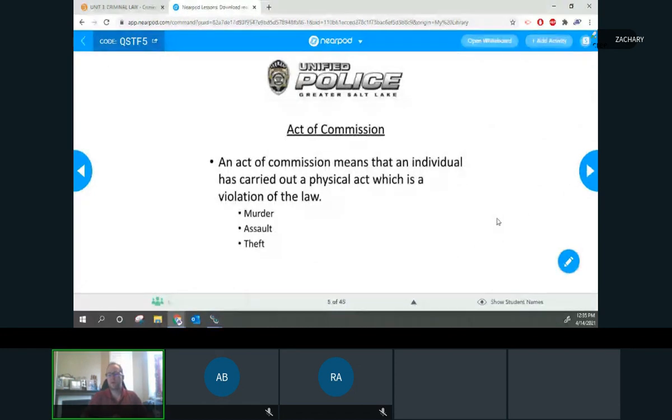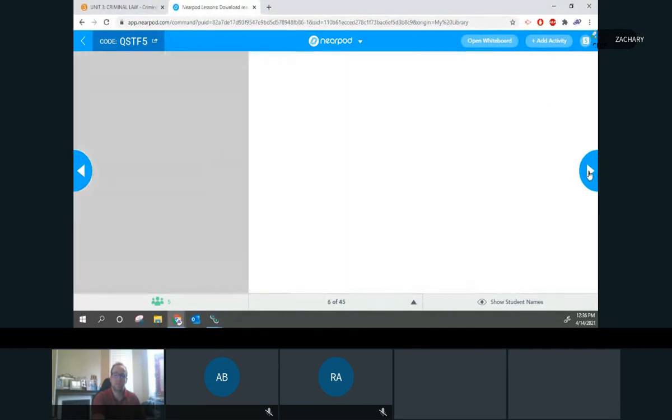Then we have what's called acts of commission. An act of commission means that an individual has carried out a physical act in violation of the law. It could be something more severe like murder, assault, theft, but they actually did something, right? Omission, you didn't do it. Commission, you did do it.